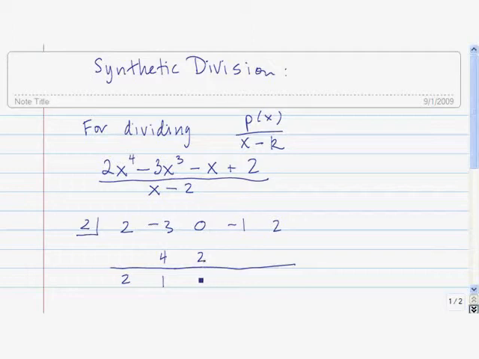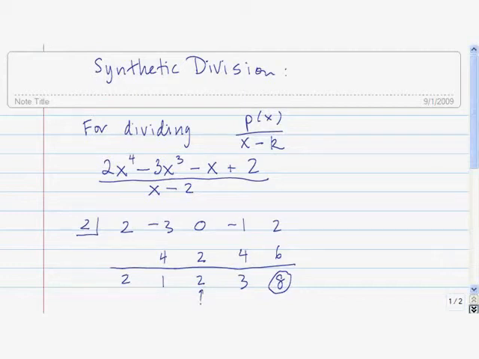Add. 0 plus 2 is 2. Multiply. 2 times 2 is 4. Add. -1 plus 4 is 3. Multiply, we get 6. Add, we get 8. Okay, this one here, that's the remainder term. That there is the constant term when we divide this polynomial by this polynomial.